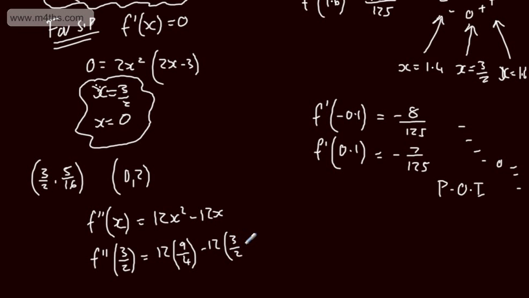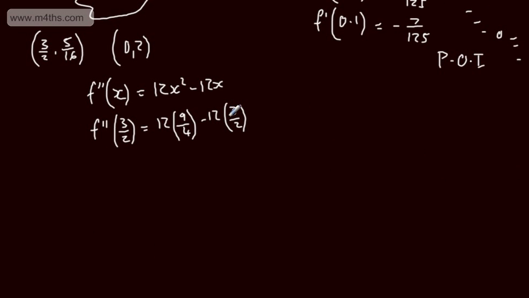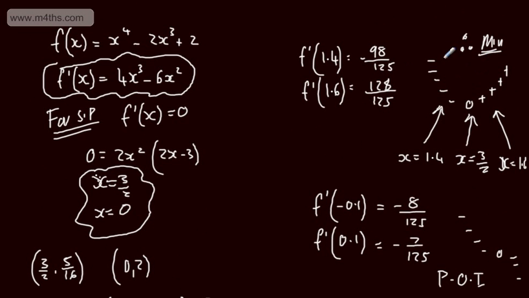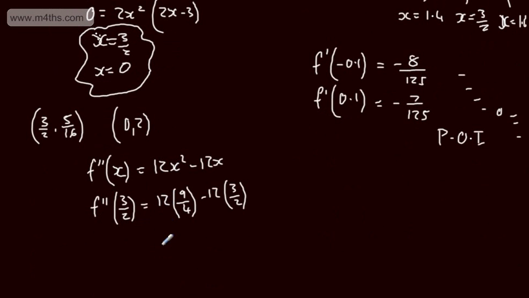So we can see from here, if we just think about that, we're subtracting a smaller quantity, so this is going to give us a positive quantity, and we can see that that is a minimum. If you want to go ahead and do that, what's that going to give us? That's going to give us 27 minus 18, which is 9, which is greater than 0, therefore a minimum. So if the second derivative is greater than 0, we've got a minimum. If it's less than 0, we've got a maximum.